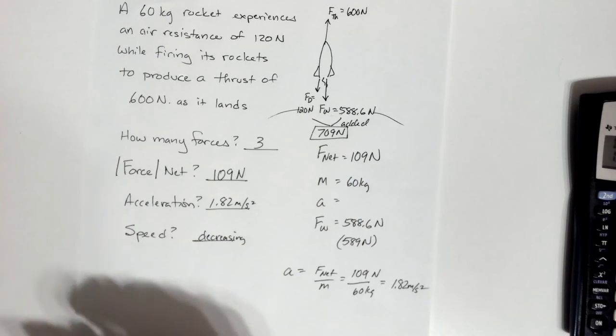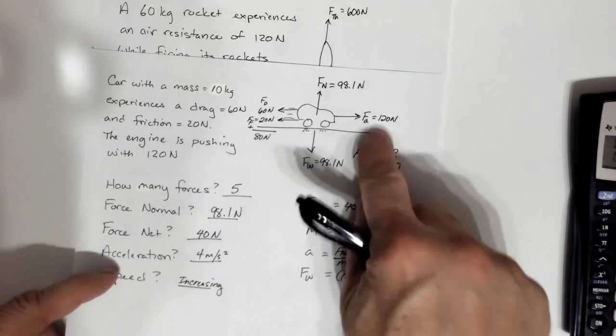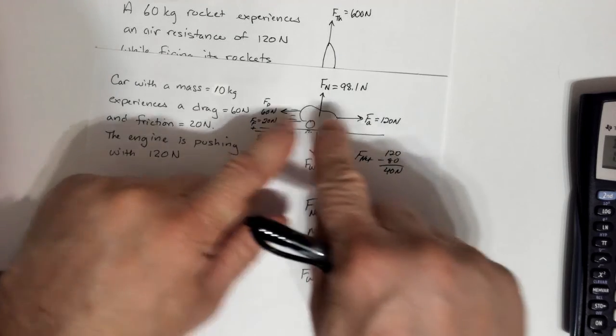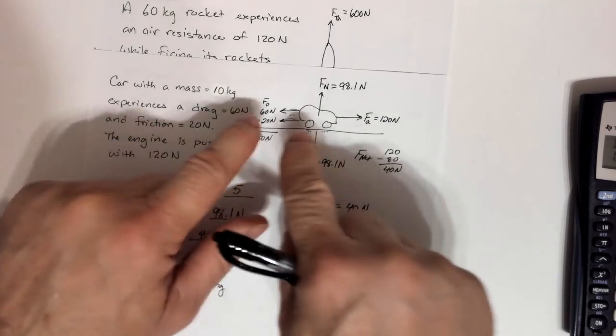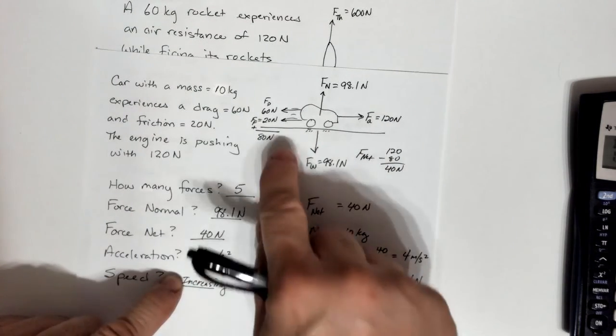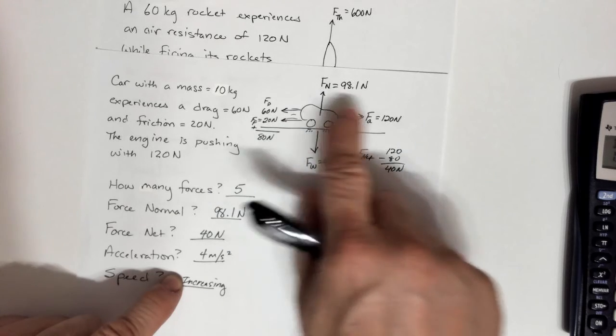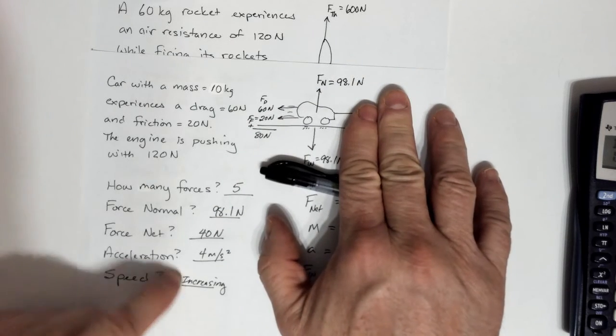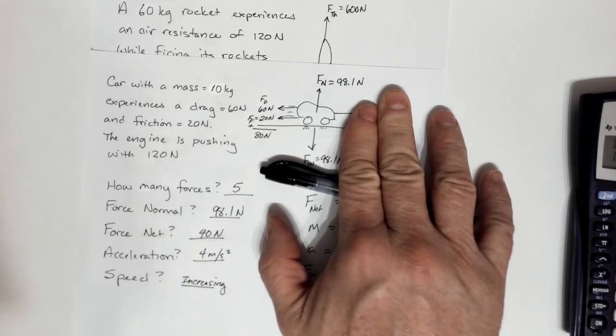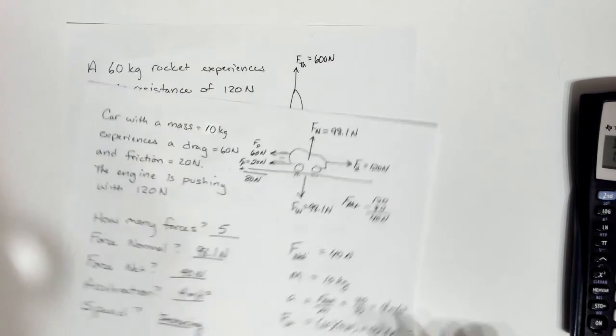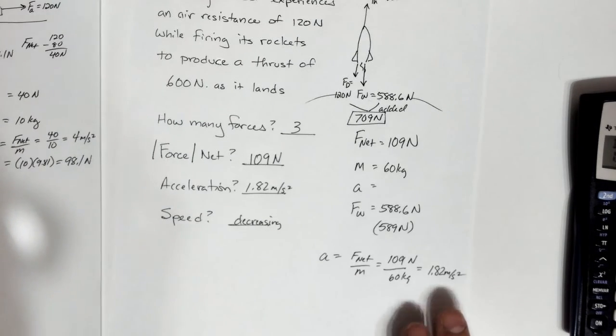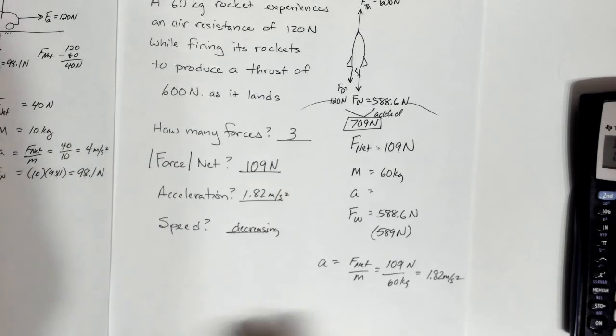If you're doing a horizontal problem and the negative drags are bigger than the applied force, then the speed would be decreasing. Or if there's only drag and friction and there's no force to the front, but it was moving, then again it would be decreasing. So I just want you to think about that. Okay? So that's how I would start all these problems.